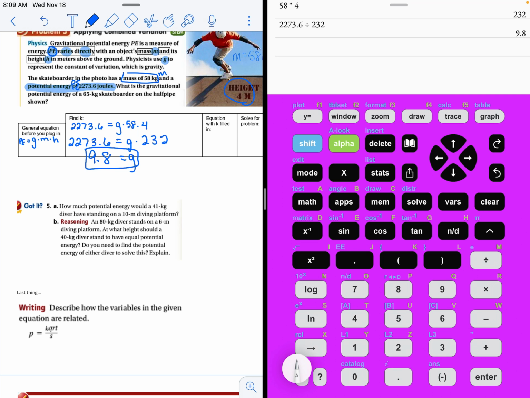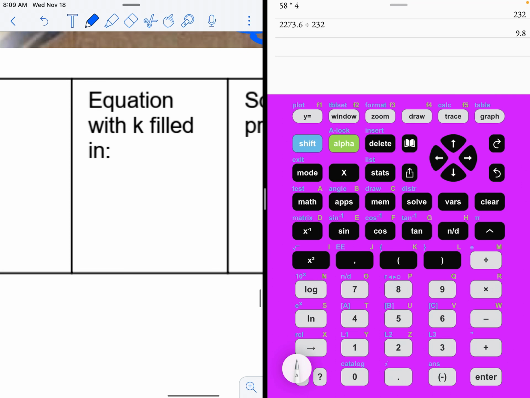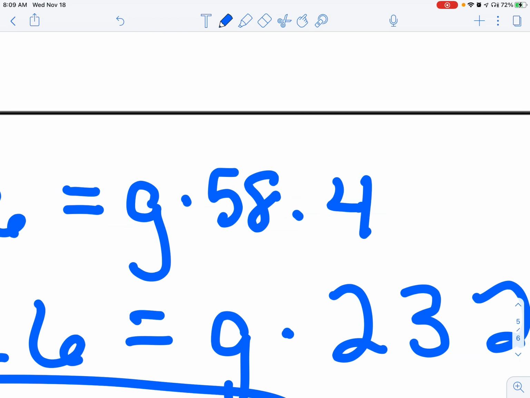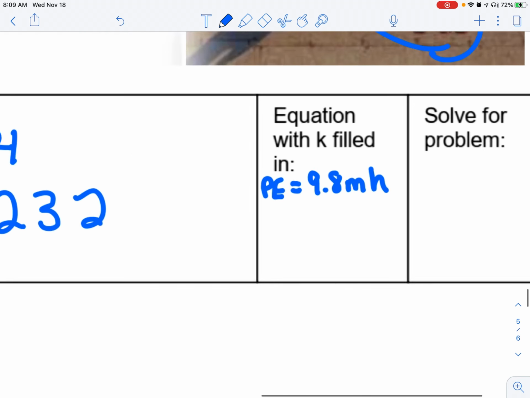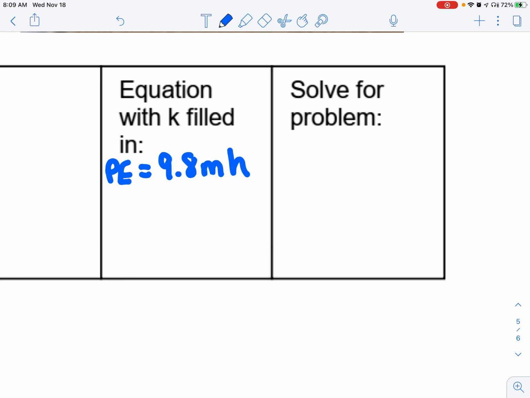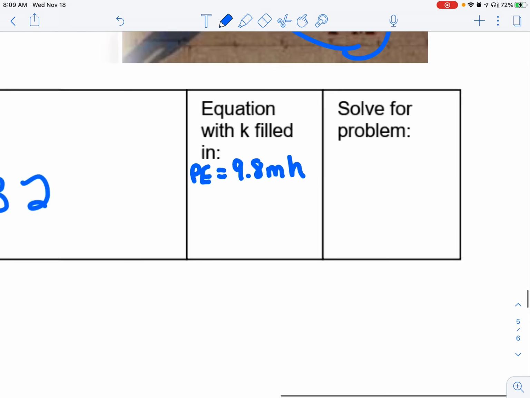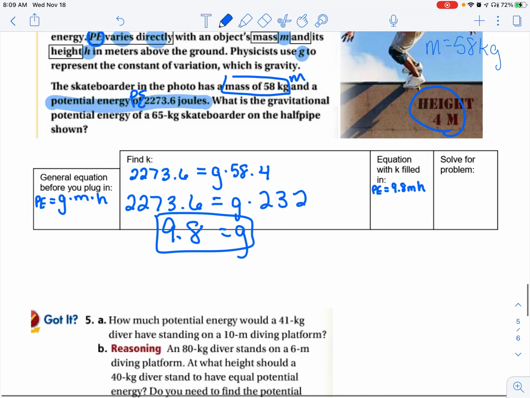So the next thing we need to do is make a generic equation. So potential energy is equal to my G value of 9.8 times my mass times my height above the ground. And if you ever take physics with me, that is a huge formula. It's potential energy equals mgh, mass, gravity, height. So that's actually a perfect equation. So now we're going to apply it to the final question.